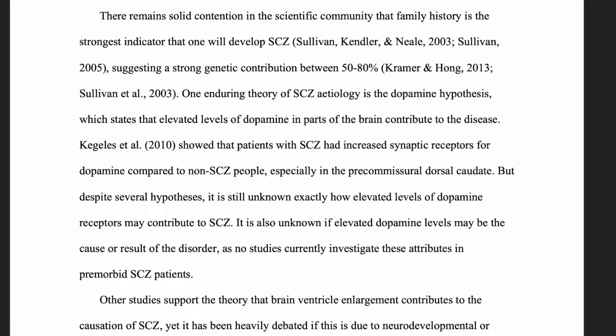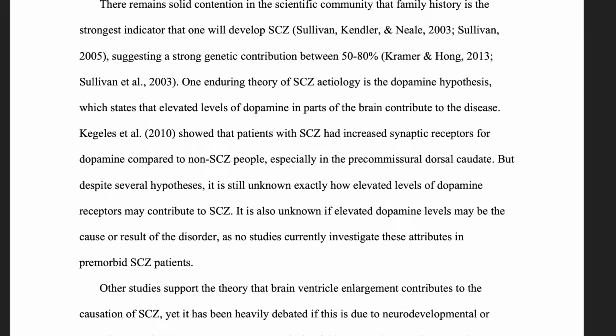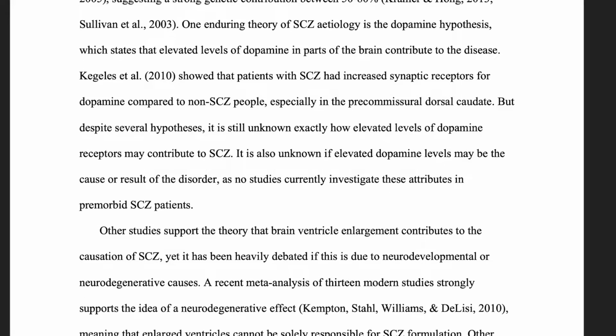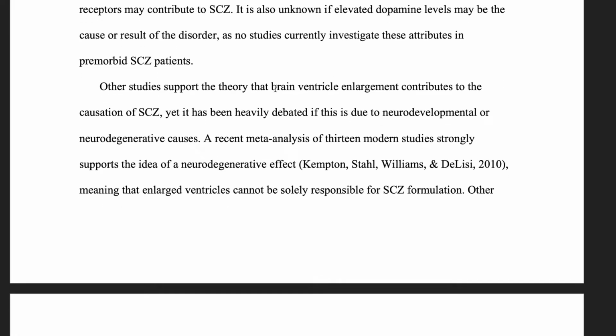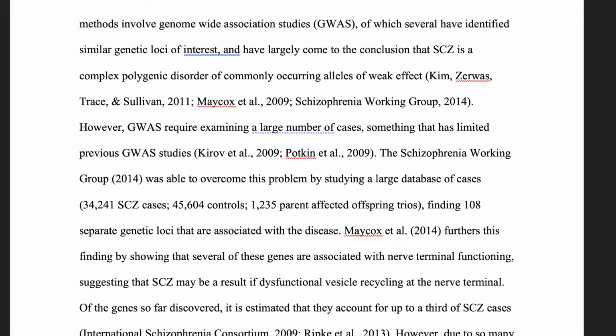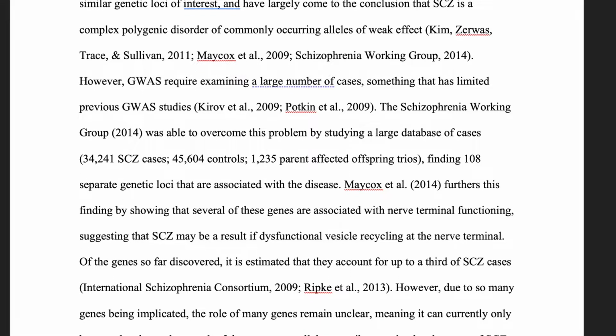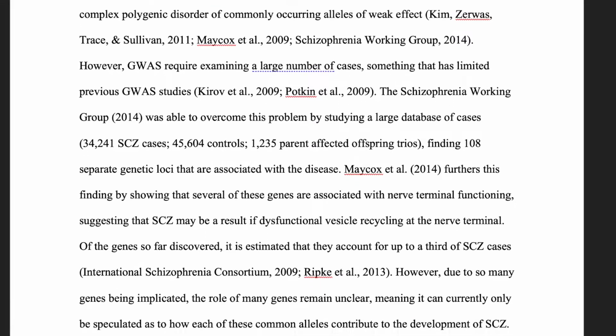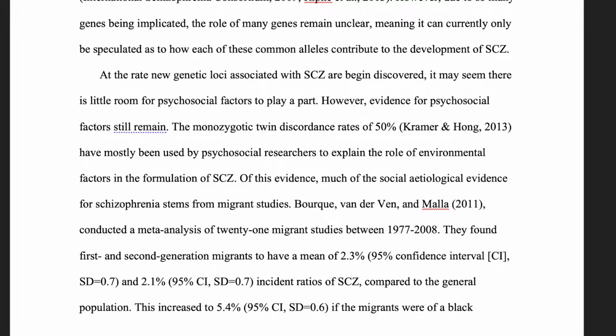You'll notice that I've separated my paragraphs into genetic and neurochemical factors and then psychosocial factors. So these subtopics of the etiology of schizophrenia provide the bones or the foundation of my writing, and then I further break these up into different theories that fall within these subtopics, such as the dopamine hypothesis, brain ventricle enlargement, and particular genes, and nerve terminal functioning, etc. For most of these theories, there are a number of articles about each one with slightly different findings and methodology, so I've tried to link them together and talk about what each one brings to the table.